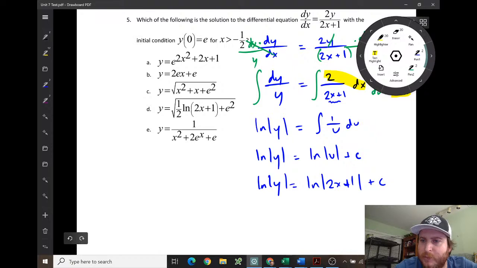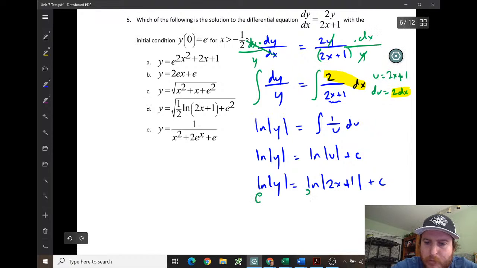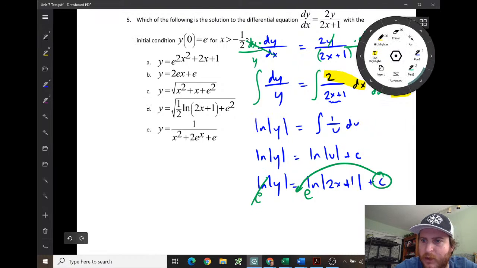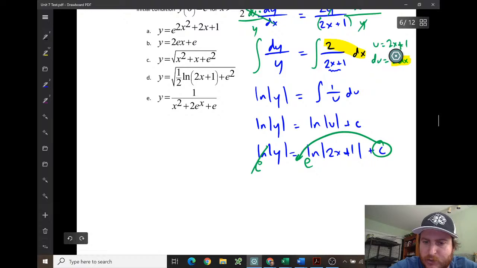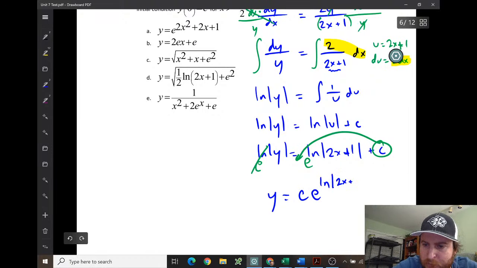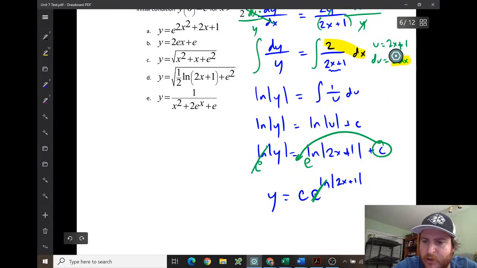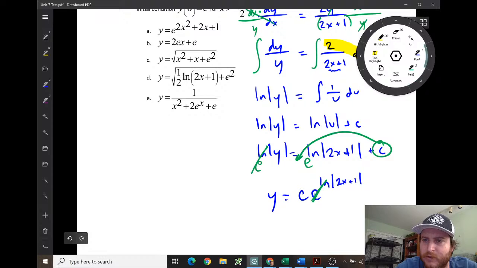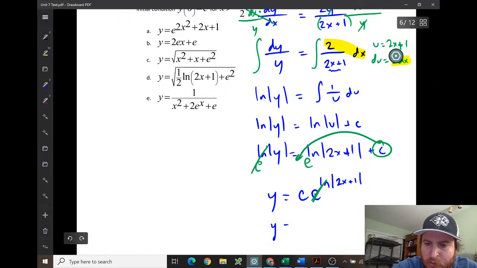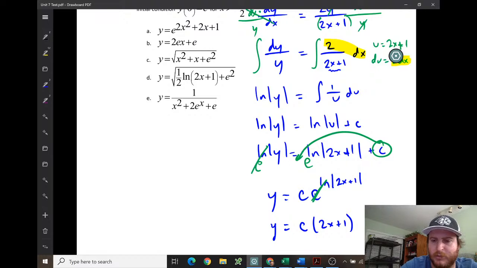Anyways, now I'm going to do e to the power of both sides. Bring this c into the front. Those cancel out. And I'm going to just rewrite this first as y equals, remember we dropped the absolute value because we brought the c in front, c e to the power of ln of 2x plus 1. And now we'll see that the e and the ln are next to each other. Those cancel out. So this gives me y is equal to c times 2x plus 1. When they cancel out, they're being multiplied. So c times 2x plus 1.